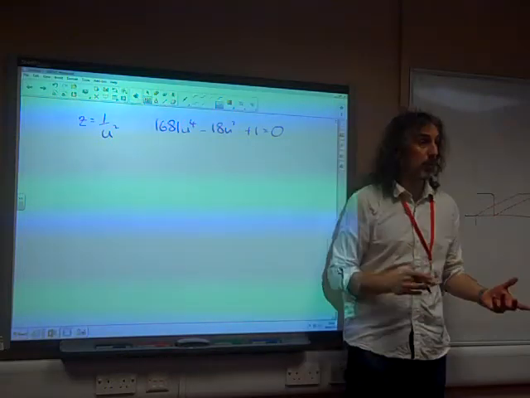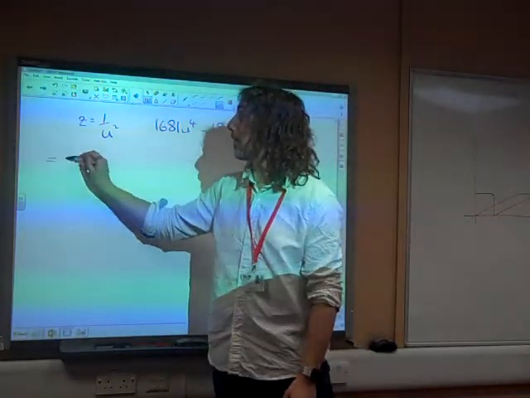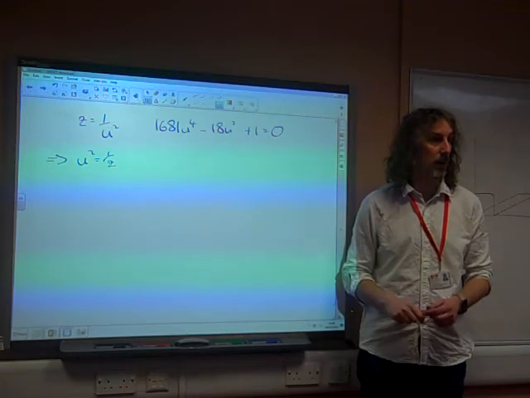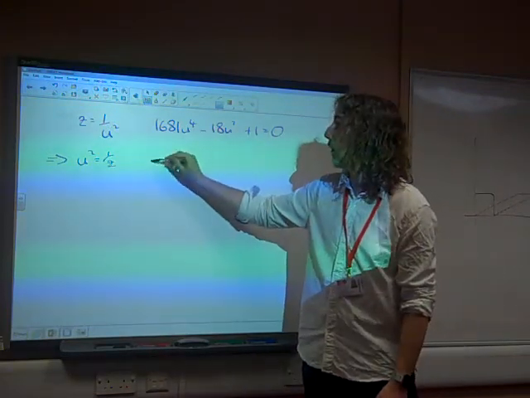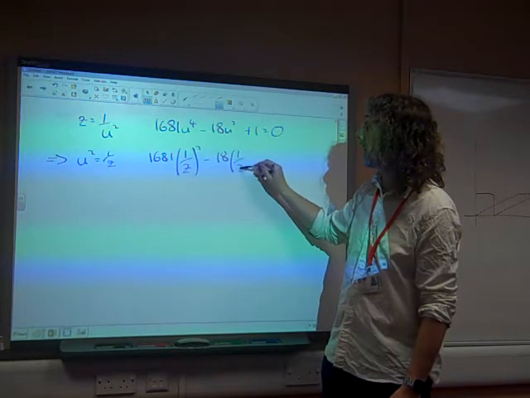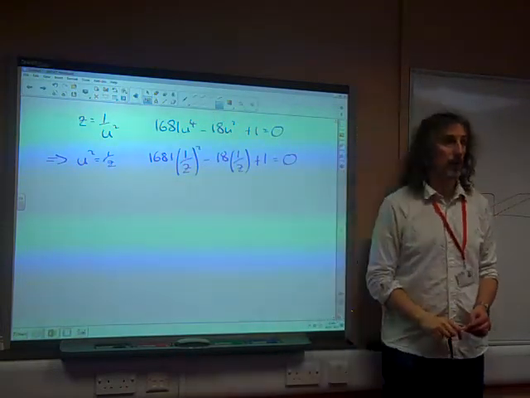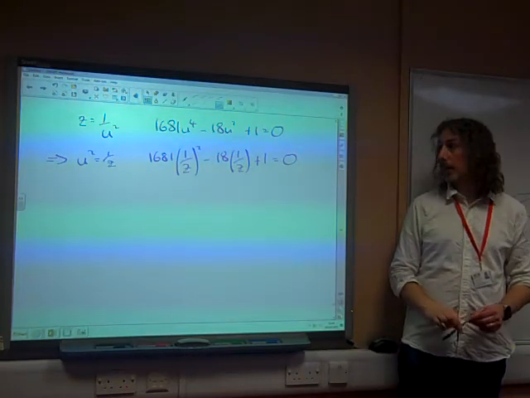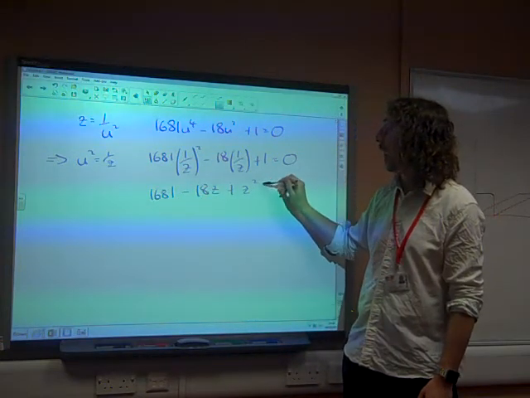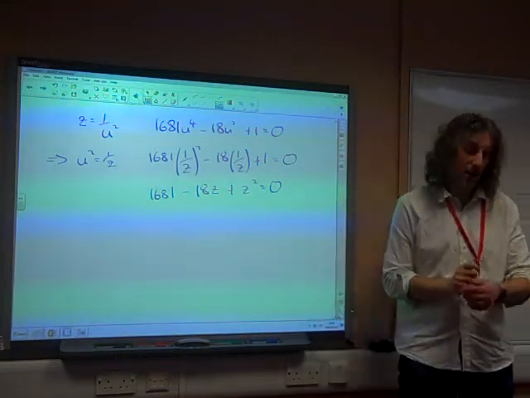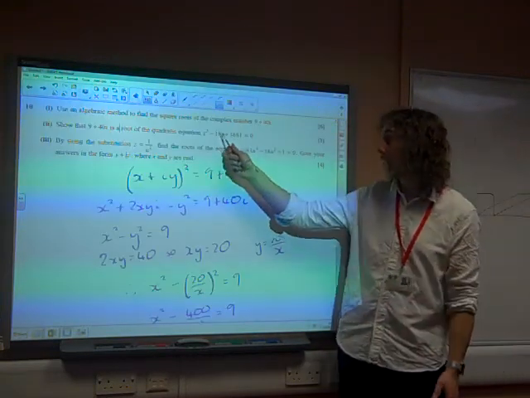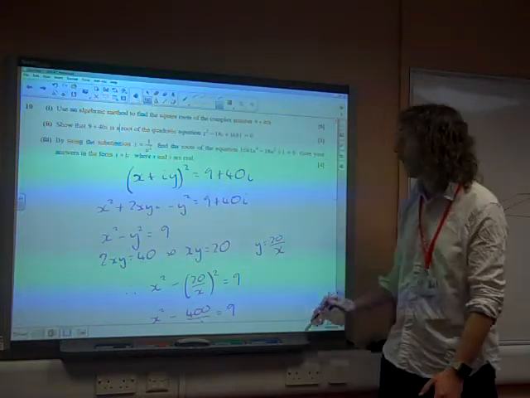Okay, so if that's the substitution, that's the same as saying that u squared is 1 over z. So I'm going to use that. It's the same substitution, just rearranging it slightly. So I'm going to sub that in. That is 1681 times 1 over z squared minus 18 times 1 over z plus 1 is 0. If I multiply everything by z squared, I get 1681 minus 18z plus z squared is 0. I recognise that equation. That's the equation that we have just checked in part 2, and 9 plus 40i is a root of it.